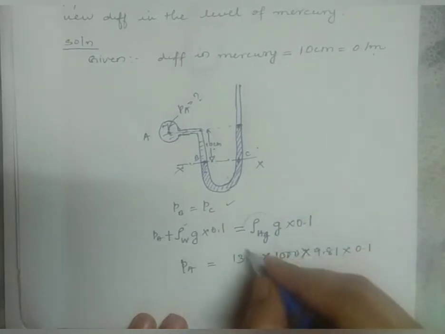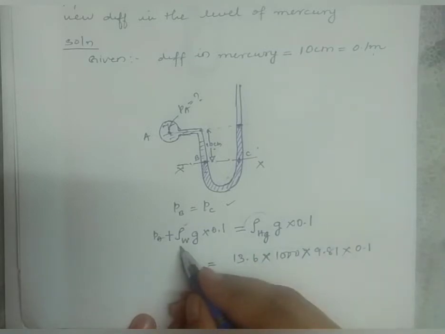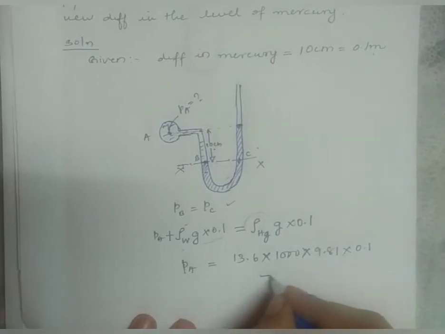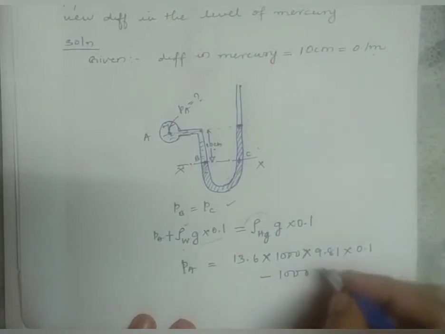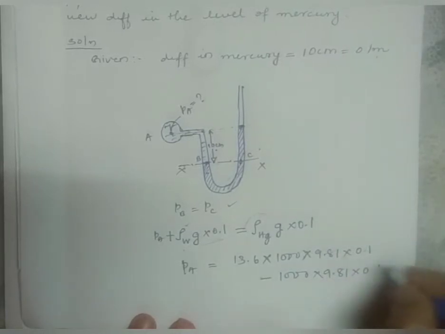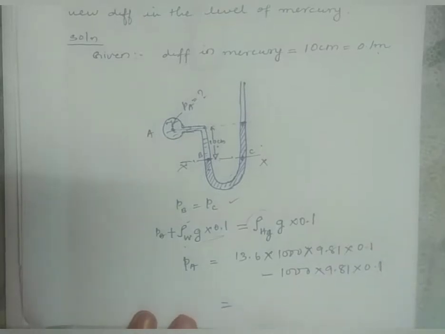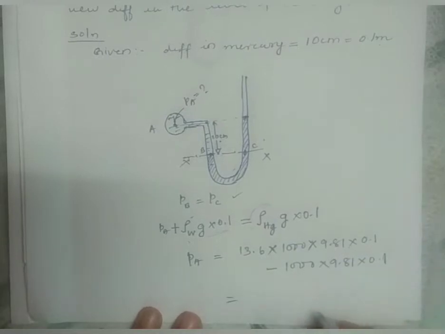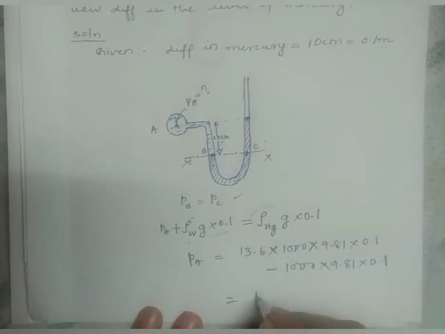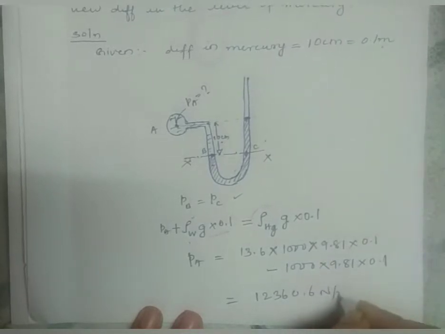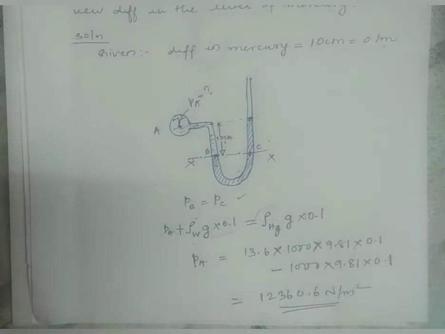So this is this one, isn't it? I have to take this term also to this particular side. So it will be minus 1000 into 9.81 into 0.1. So you will get the answer here. You have to solve this one and you will get the value as 12360.6 Newton per meter square. So this is the answer. I hope this part is clear to you all.